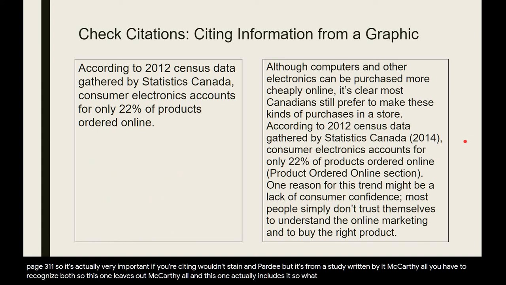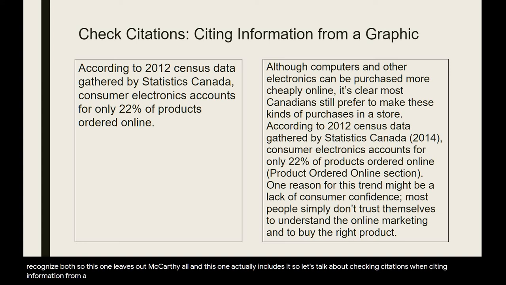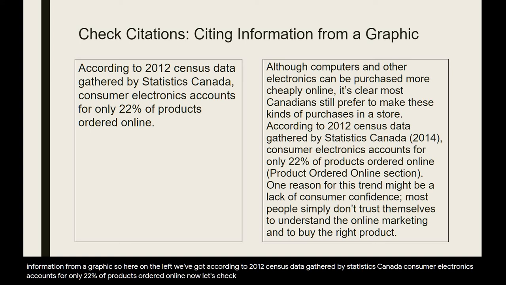So let's talk about checking citations when citing information from a graphic. Here on the left, we've got, according to 2012 census data gathered by Statistics Canada, consumer electronics accounts for only 22% of products ordered online. Now, let's check a better way to cite this.